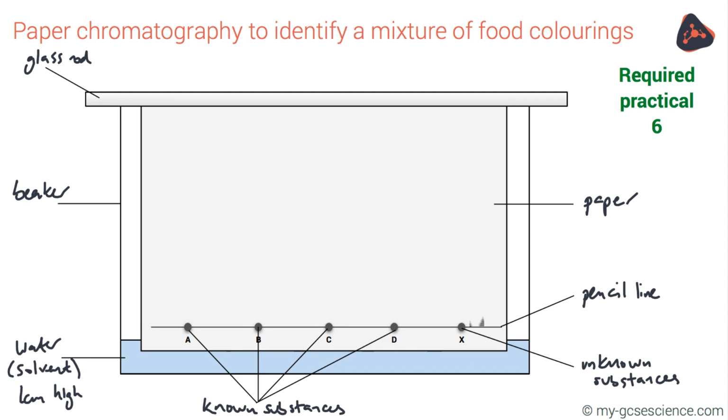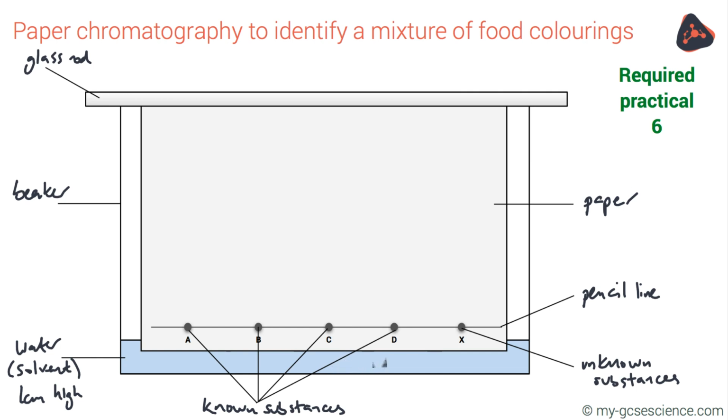Then before putting the paper into the beaker, add your water to about 1 centimetre depth. Then having taped the paper to your glass rod, slowly lower it into the beaker, making sure that the pencil line with the dots on it doesn't go into the water.